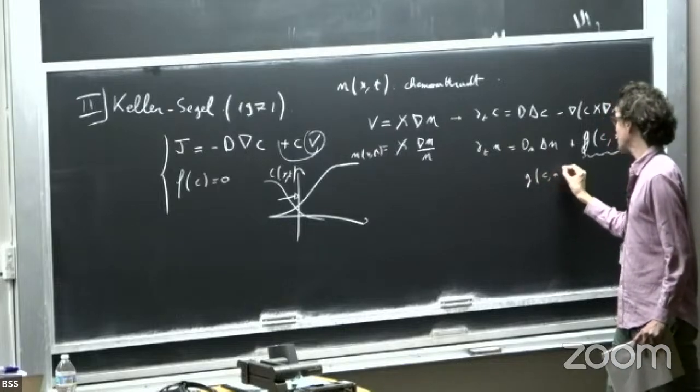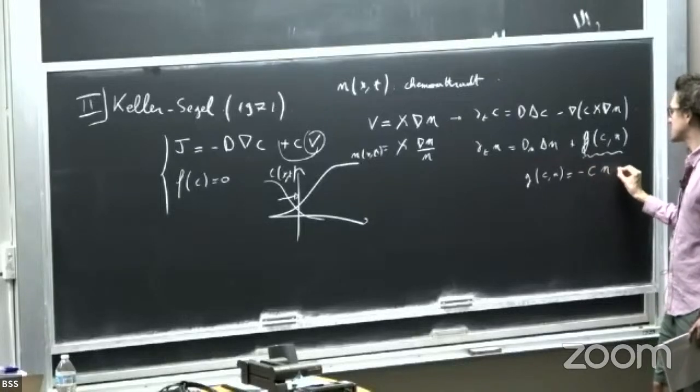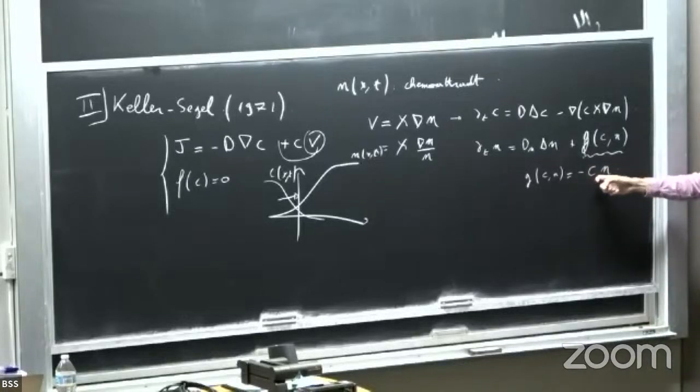The simplest thing you can have for this is writing something like minus cn, saying that your n is degraded proportionally to the number of cells here. That's the simplest equation, where at the continuum level your cells eat up your chemokine. Is that clear for everyone?